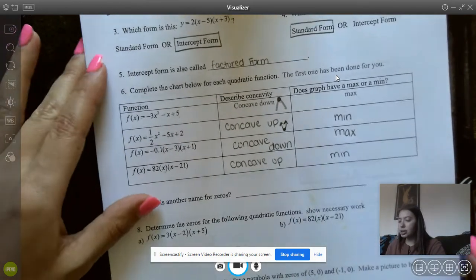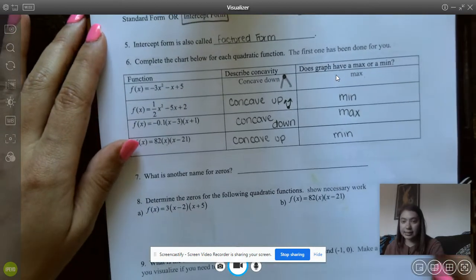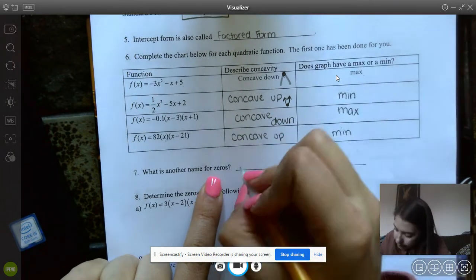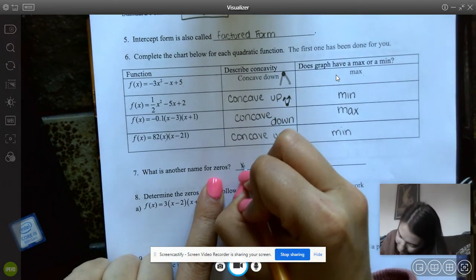Question number 7 looks a little bit like question number 5 in the sense that you may see more than one vocabulary term that means the same thing. Another name for our zeros are our x-intercepts.